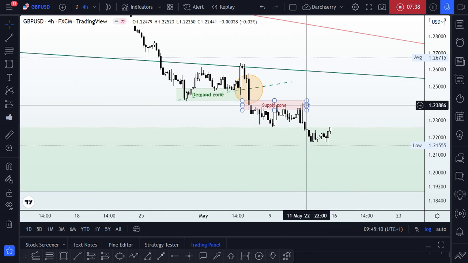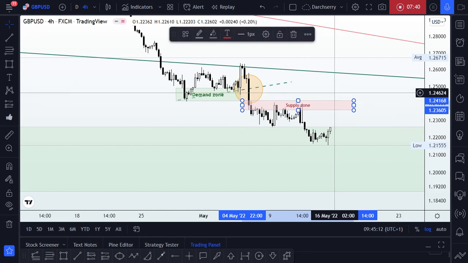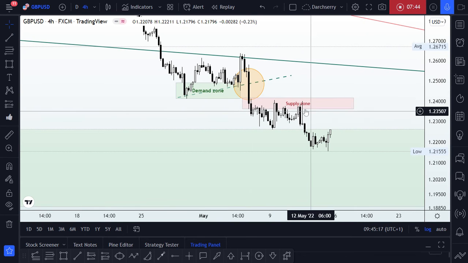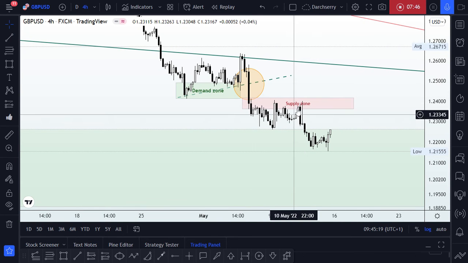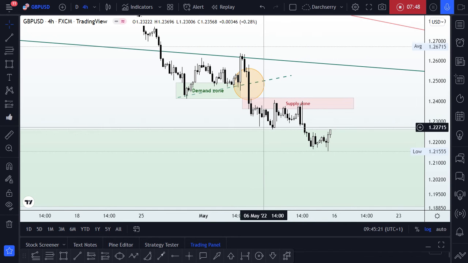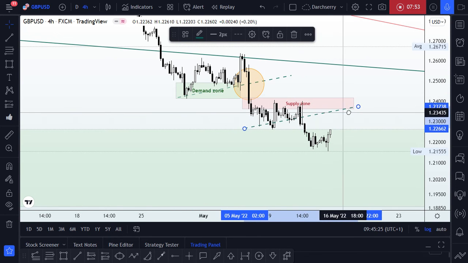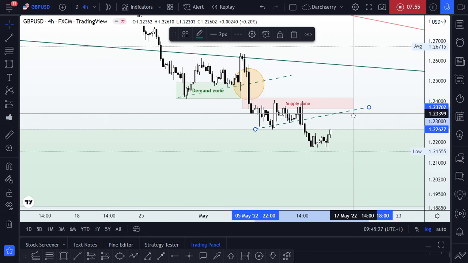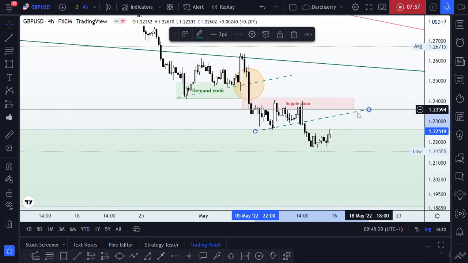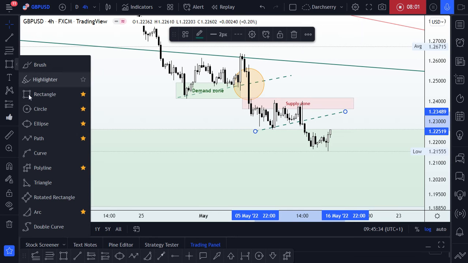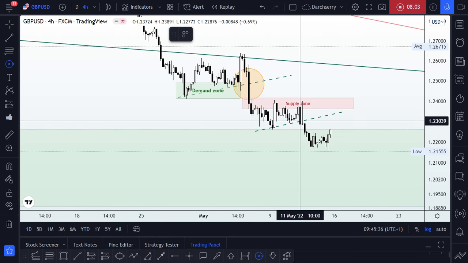So we had a supply zone around here which held price, resisted price for about a week thereabout, before we saw that push to the downside one more time. And that push looks more like this, another breakdown of structure sending price to the downside one more time, as we can see here.